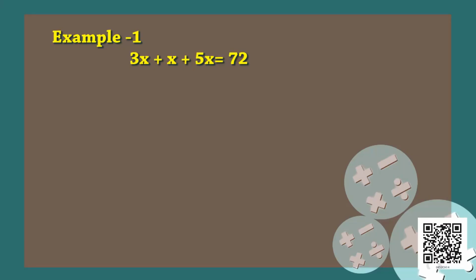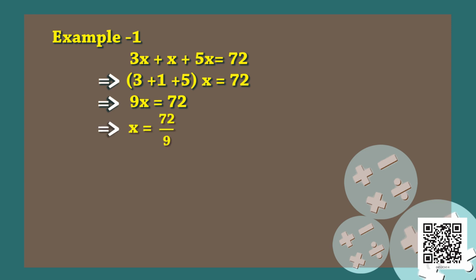So, in the addition we have to use that one. Then what is the correct process? Let us observe. 3x plus x plus 5x is equal to 72 becomes 3 plus 1 plus 5 x is equal to 72, that becomes 9x is equal to 72. Therefore, x is equal to 72 by 9, that is equal to 8.